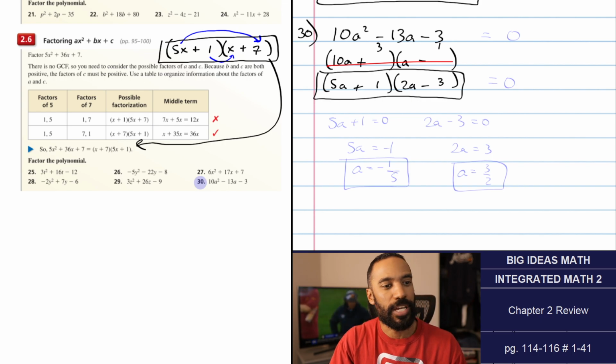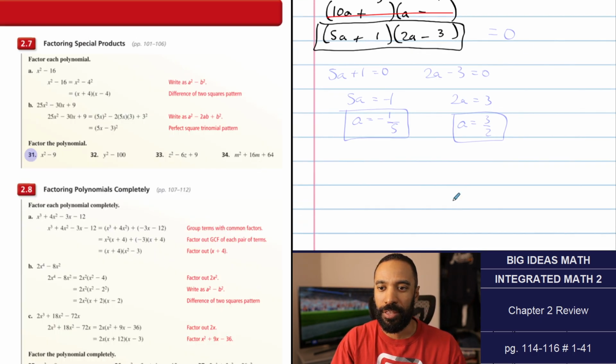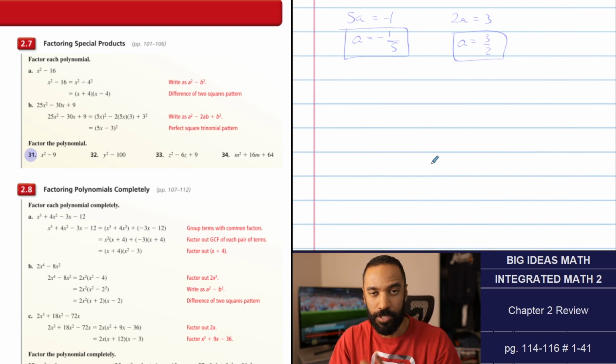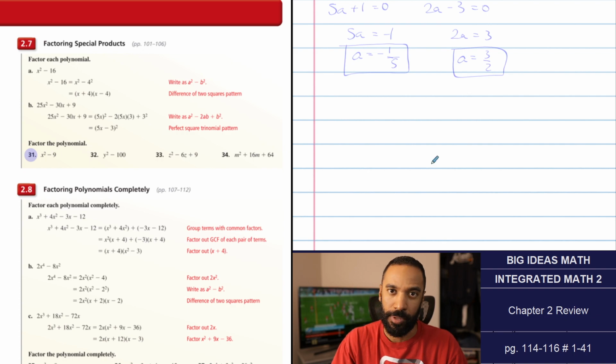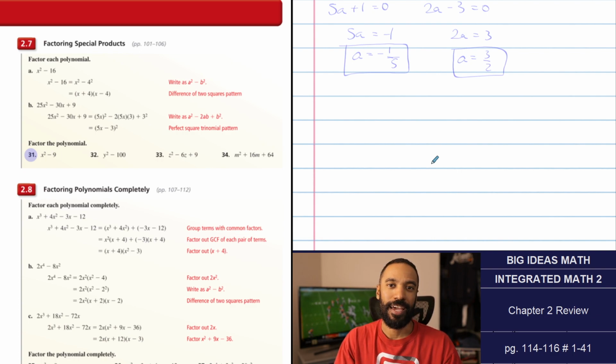Okay, let's move forward to section 2.7. Factor each polynomial. Now, these are those special case polynomials, meaning they are either a difference of 2 squares or a perfect square trinomial set. There may be GCFs. I have no idea. Based on the previous problems, probably not. But if they aren't in standard form, I'll put them in standard form, even if it means I have to factor out a negative after.